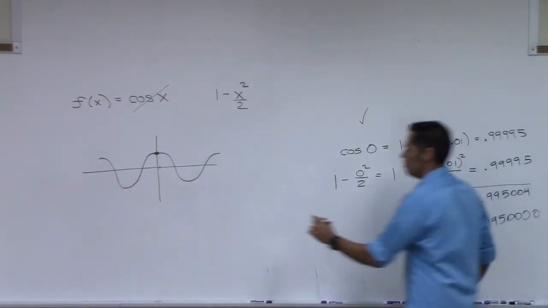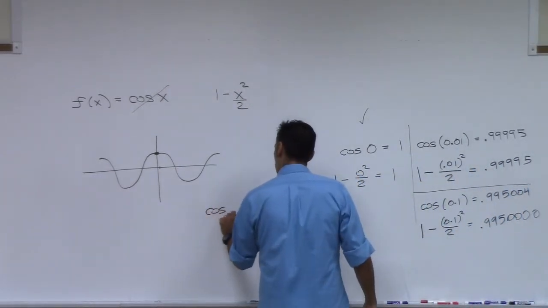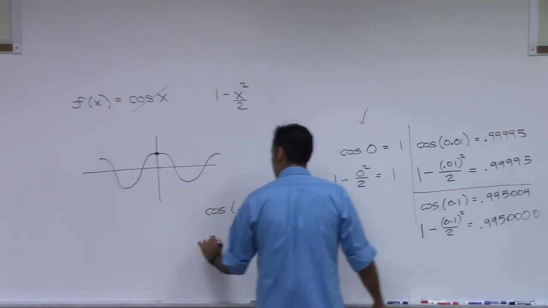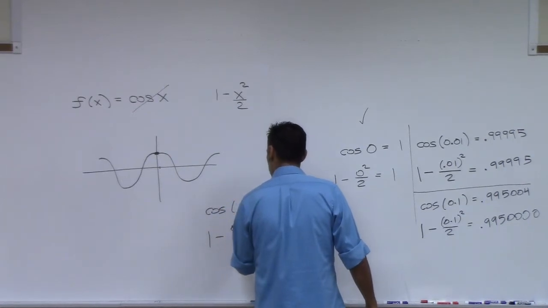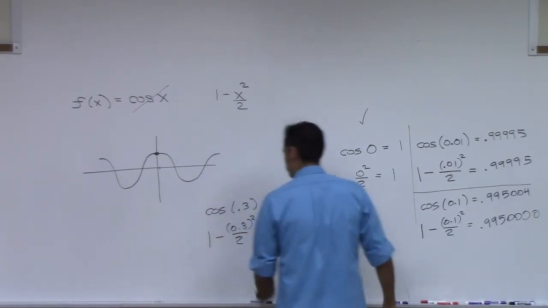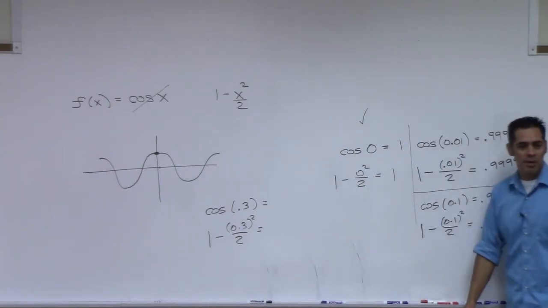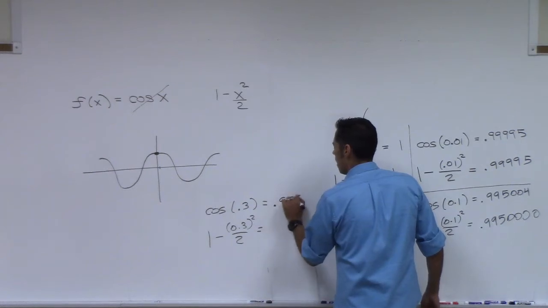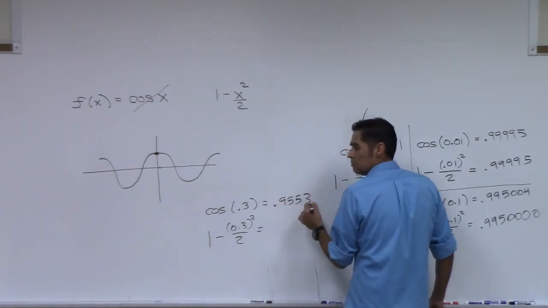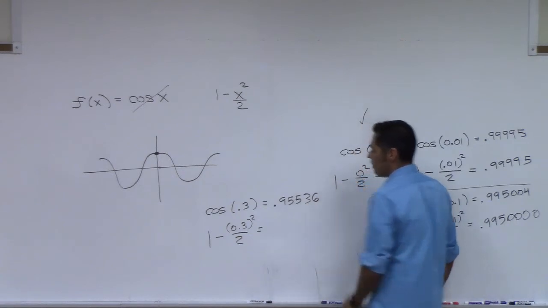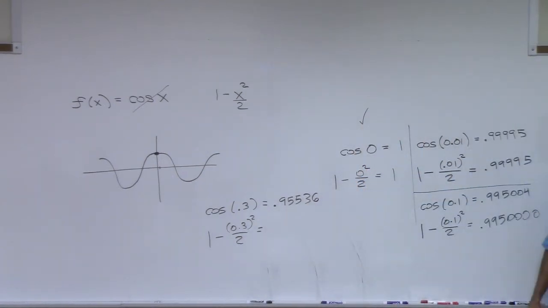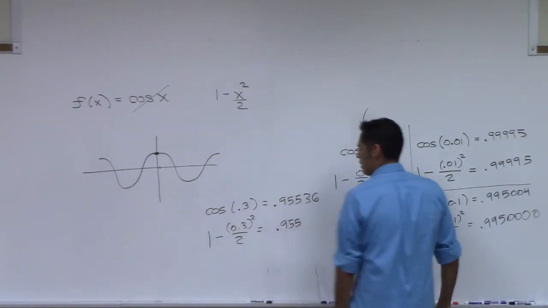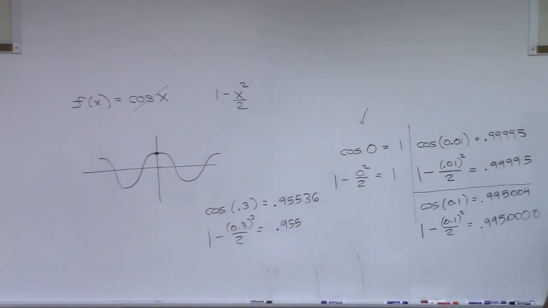Let's go to cosine of, I don't know, let's go 0.3, and let's compare that to 1 minus 0.3 squared over 2. So what do you get there? Cosine of 0.3 is what? 0.9553, 364. Okay, we'll stop there. How about the next one? 0.955. Oh yeah, 955. So they're matching up.